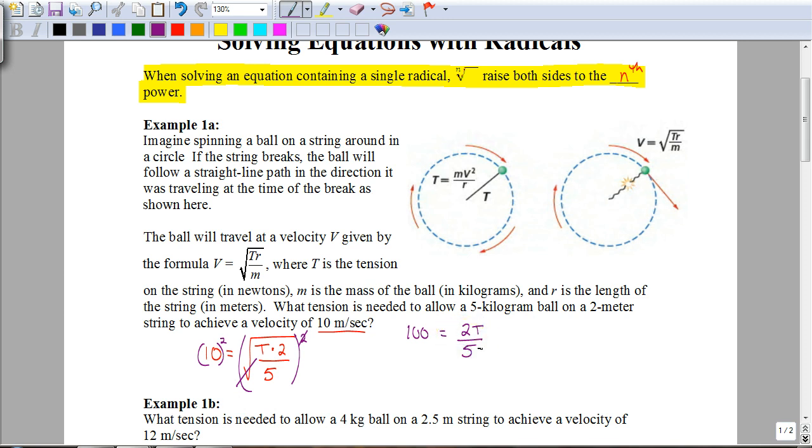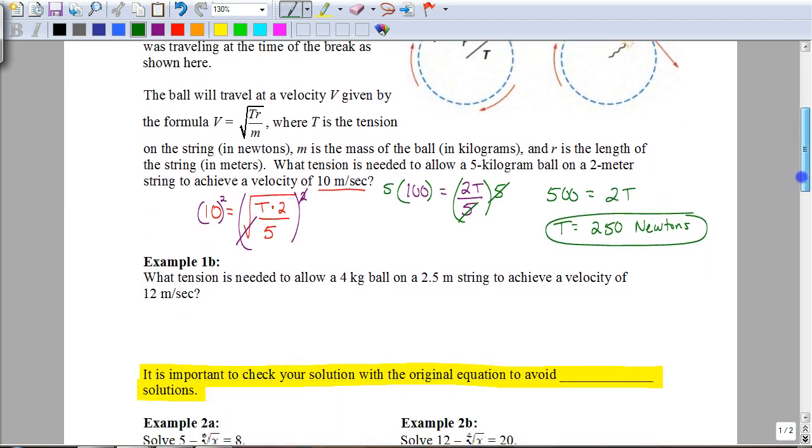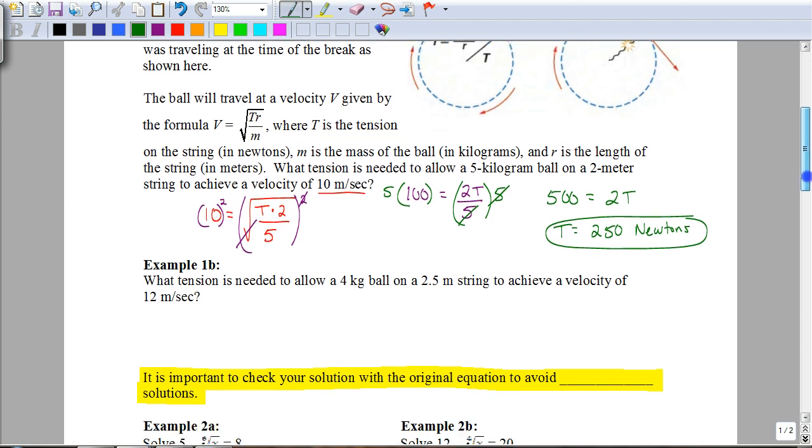Now, just like we've seen in the past, I want to get rid of this fraction, so I can multiply both sides by what's in the denominator. So multiply both sides by 5. So I have 5 times 100, which is 500. On the right side, I have 2T. Divide both sides by 2. I get that T, the tension of the string, is going to be 250 newtons. There's my answer.